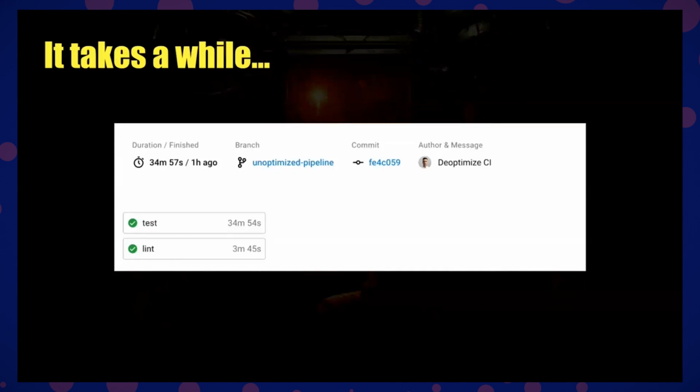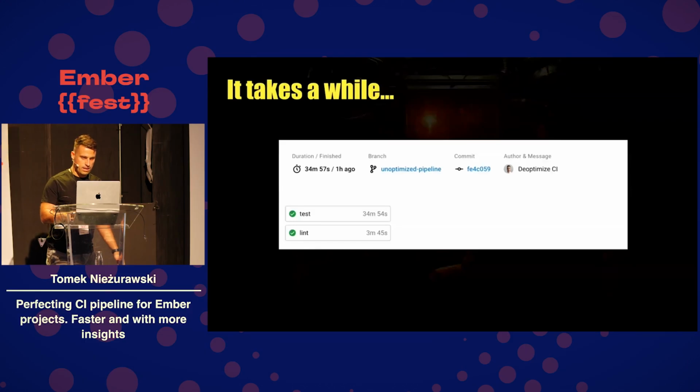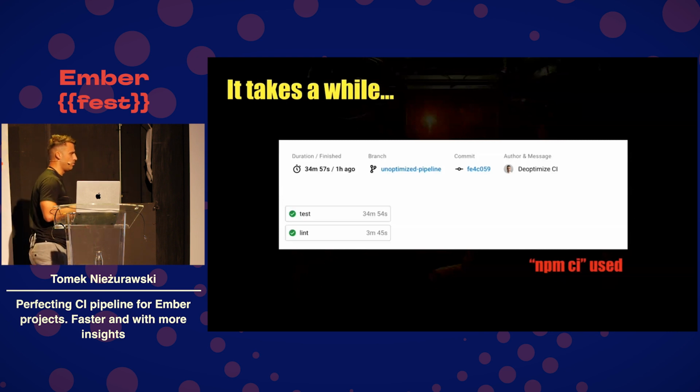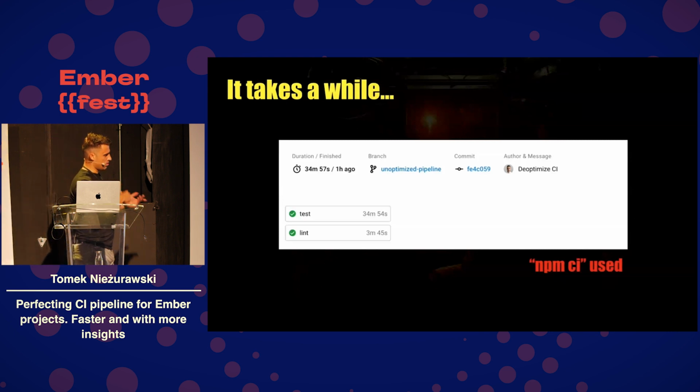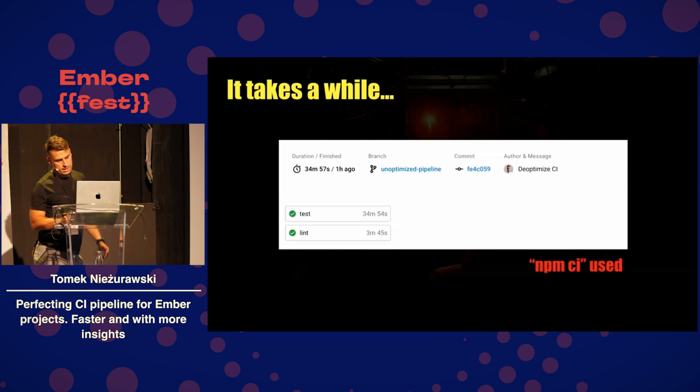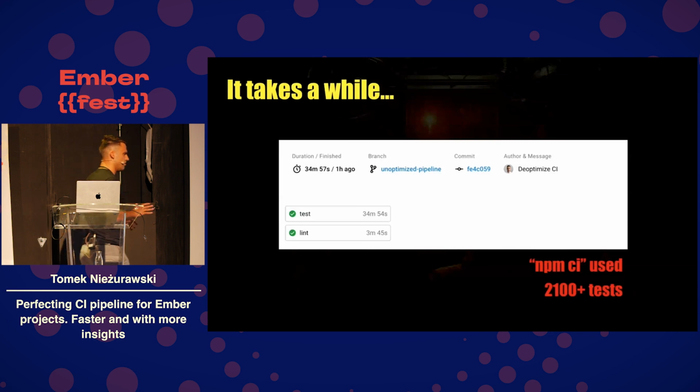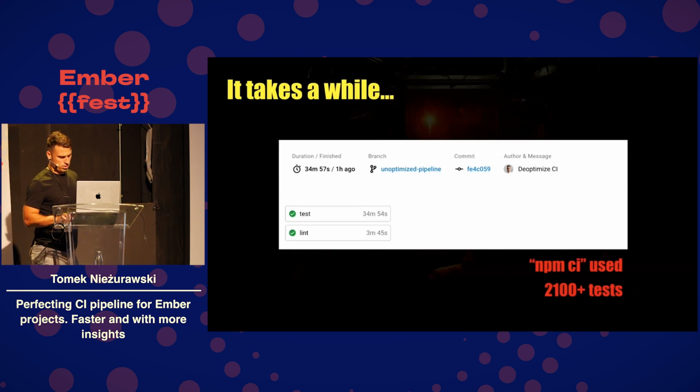And we can see the test is taking quite a lot of time. And what can we do about it? First of all, I think we used Yarn for a long time, so I switched us back to have the same configuration. It's npm CI. And we run about 2,100 tests. I think it's 2,200 now, but it was something like that back then.